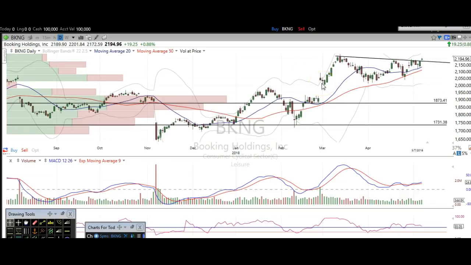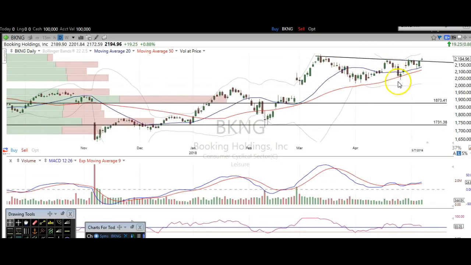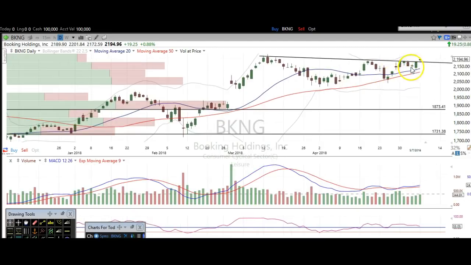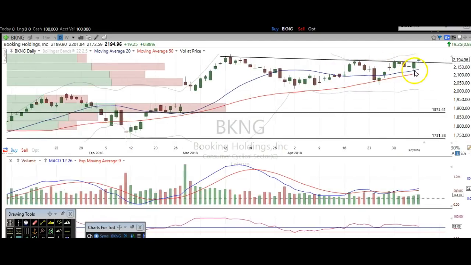And obviously we have been trading sideways ever since. But if you notice, we're making some higher highs and some higher lows. Here's a low, higher low, another higher low right here. Here's another even higher low right here. And notice how we're just kind of pinching between these levels right here.